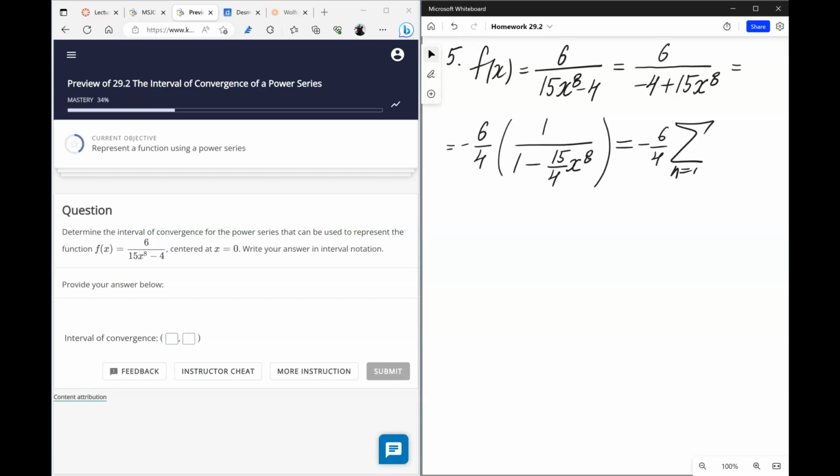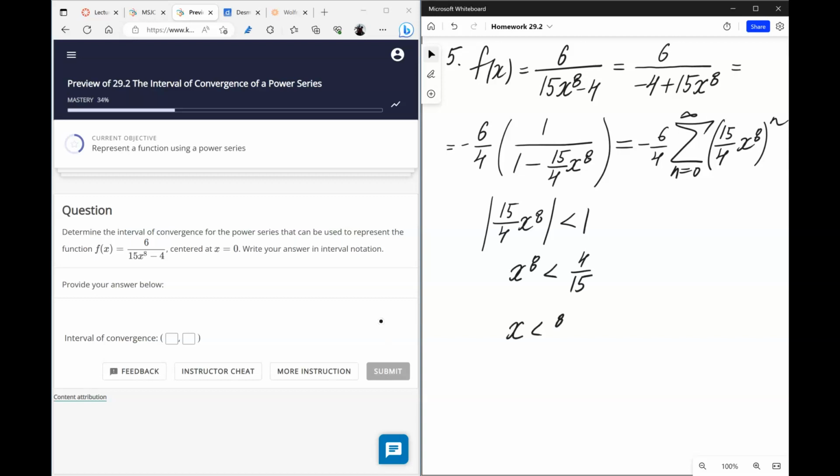So this identity that I'm using here is only true when the absolute value of what I just plugged in is less than 1. And solving this inequality will give us the interval of convergence. So x to the power 8 is less than 4/15, so x will be between 8th root of 4/15 and negative 8th root of 4/15.